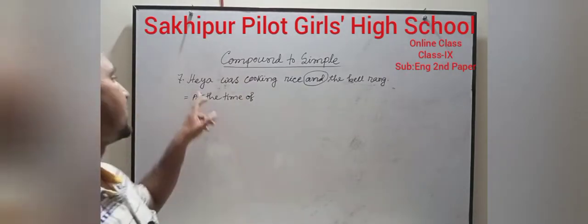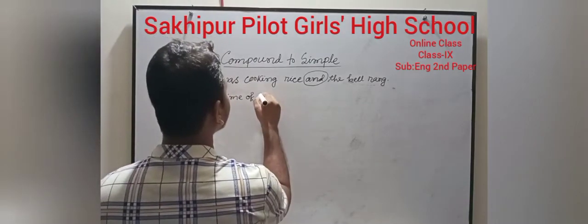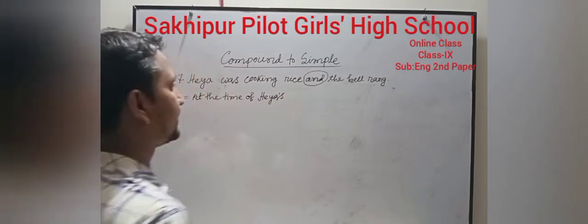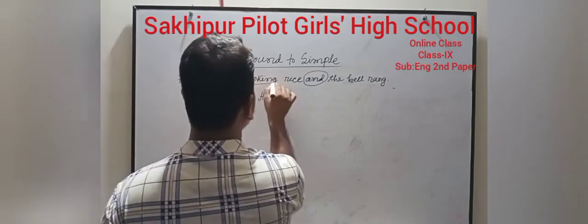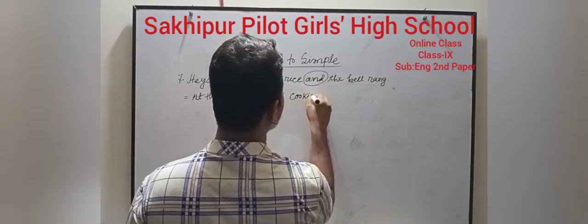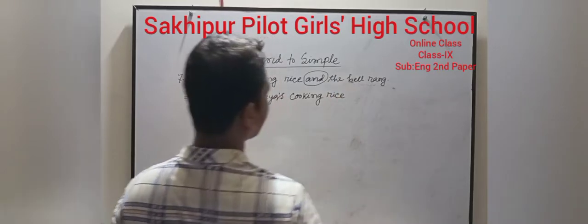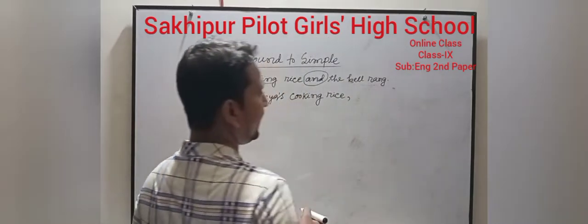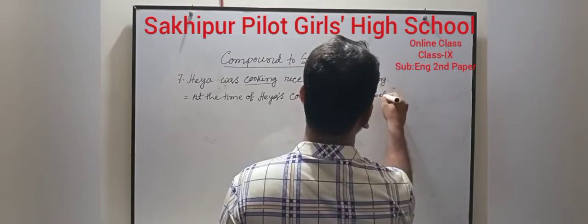Then you have to write the possessive form of the subject. Here's. Then you have to write the ing form of verb. Cooking. Rest of the part of the clause. Rice. Then you have to use comma instead of and. The second clause will not be changed. The bell rang.